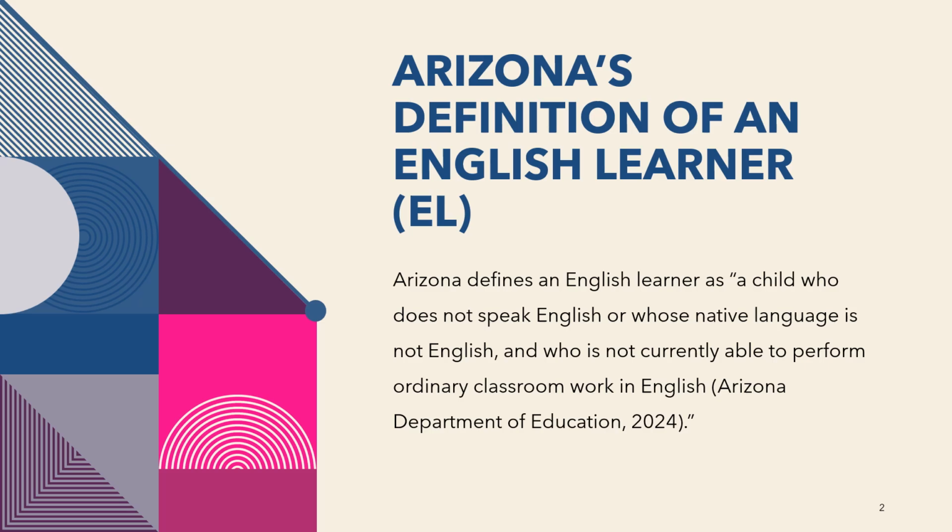The first thing that we will discuss is just the basic definition of what an English language learner is in the state of Arizona. Arizona defines an English learner as a child who does not speak English or whose native language is not English. This student is also not currently able to perform ordinary classroom work in English. So they do require support beyond just what you would normally provide your students who could just speak English only or are primary English speakers. So they do require more support in regards to learning the content beyond just the basic English instruction.